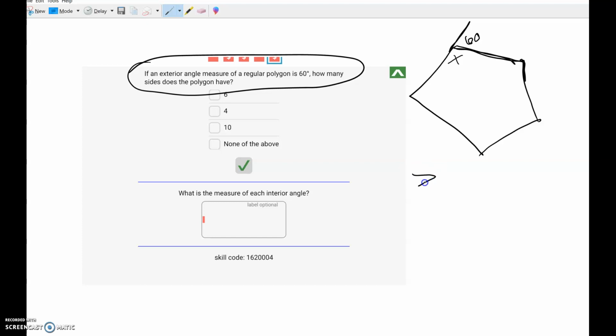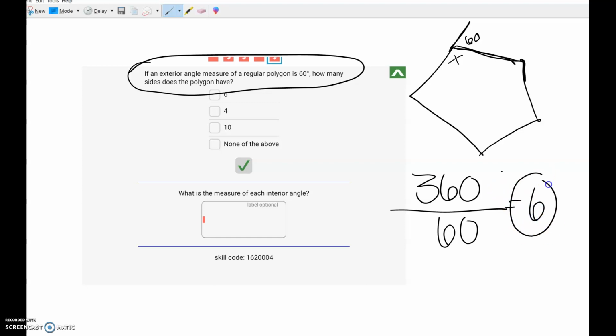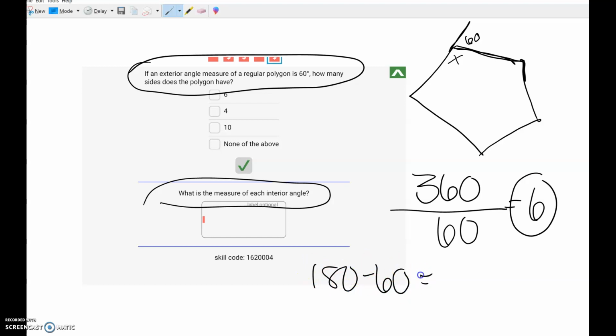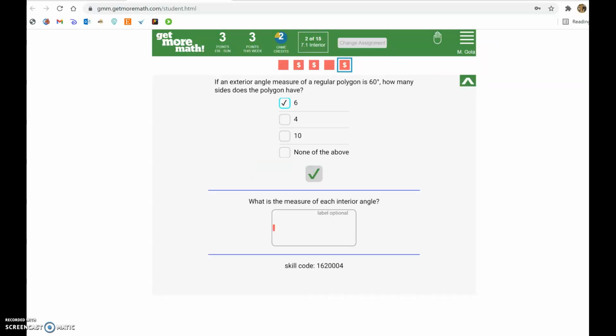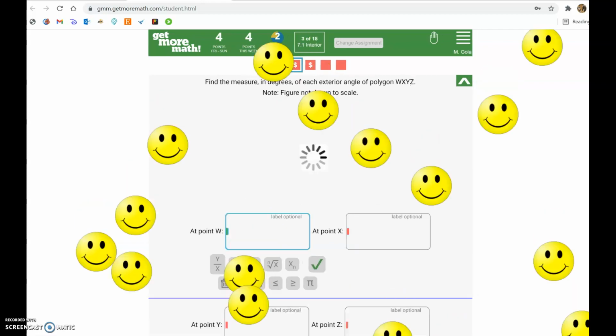We do know that every polygon has an exterior sum of 360. So if we divide 360 by 60, that tells us how many sides this figure has. This figure has 6 sides. What is the measure of each interior angle? We just do 180 minus 60, which is 120, because this makes a straight line. So it has 6 sides, and each interior angle is 120.